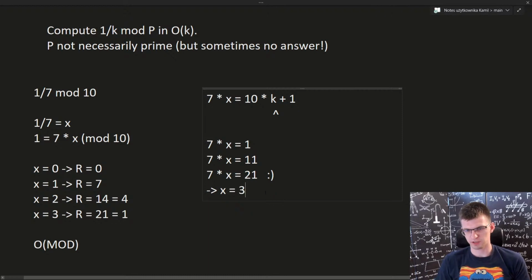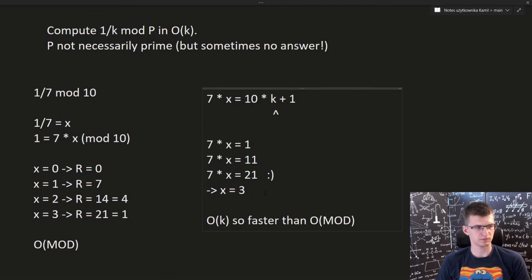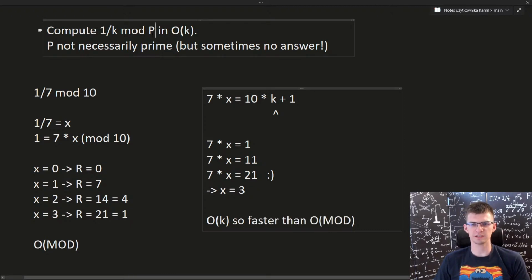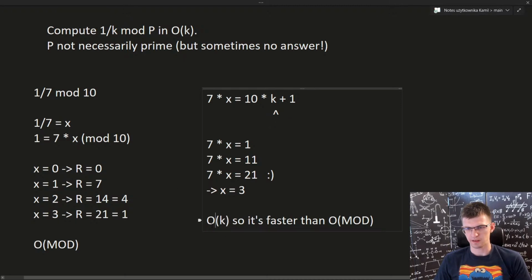And this method, I claim, is O of k, so faster than O of mod. When I say mod, that's just p from the statement. I could put p here, whatever. So it's faster than O of mod. Why is it O of k? Yeah, why is it?